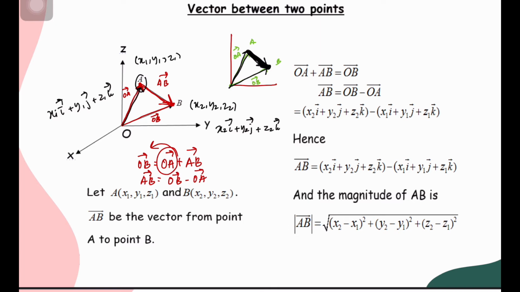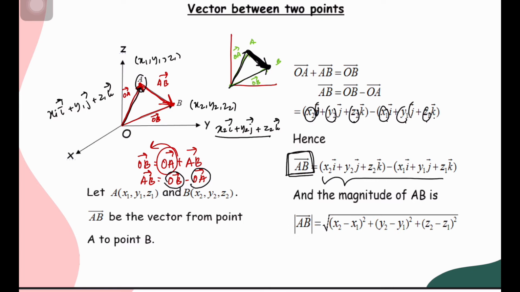Therefore, if you want to subtract OB minus OA, just take this one: x2i plus y2j plus z2k minus x1i plus y1j plus z1k. We have done this before. x2 minus x1 for the vector i, y2 minus y1 for the vector j, and z2 minus z1 for the vector k. So we can find the vector in between of 2 points by using this formula.